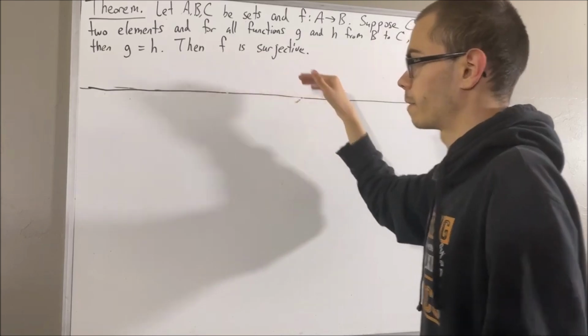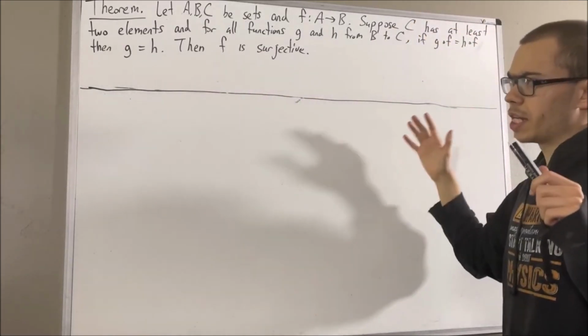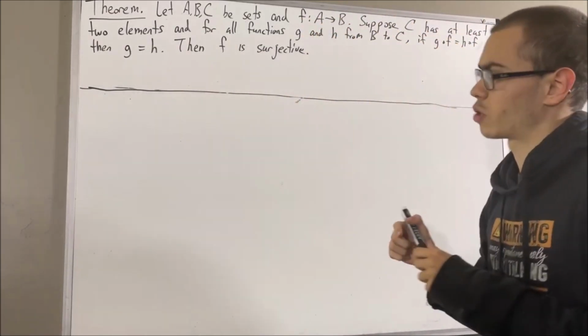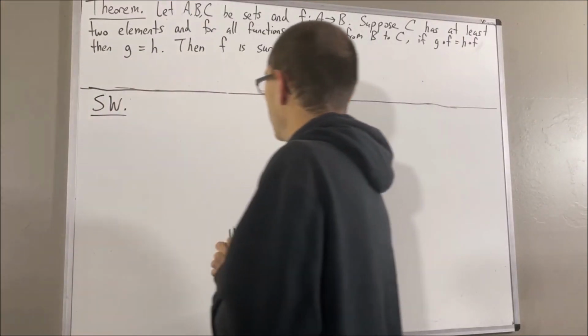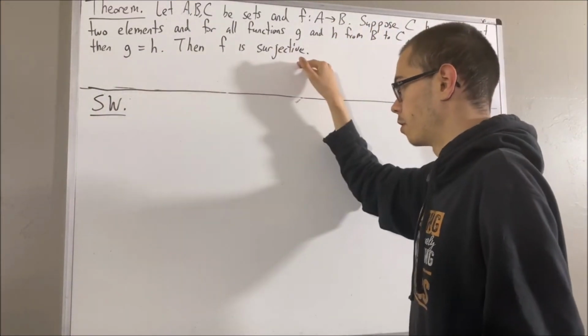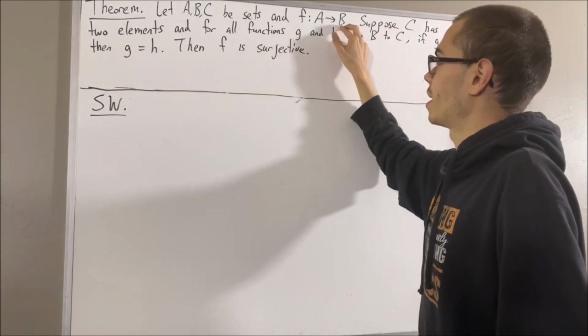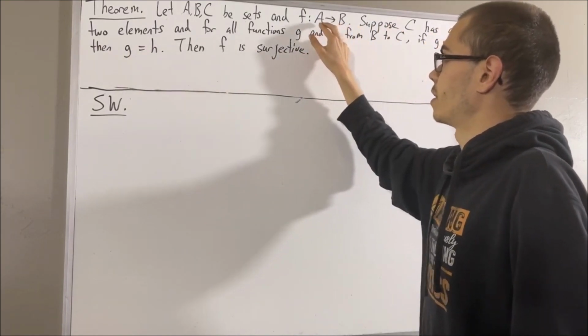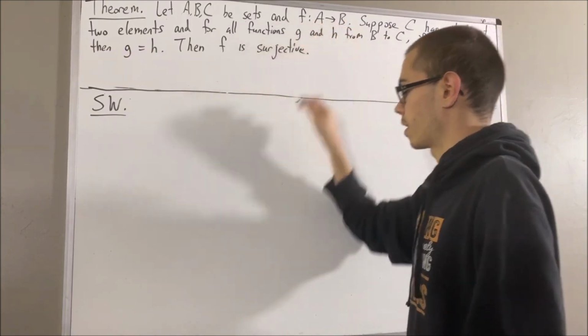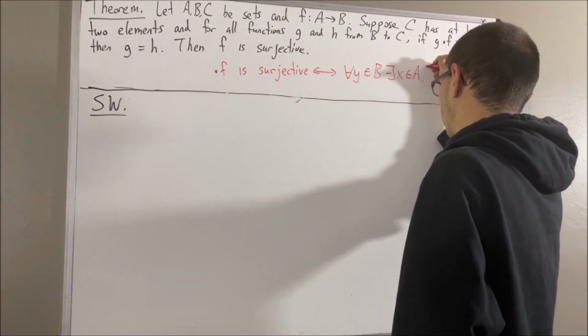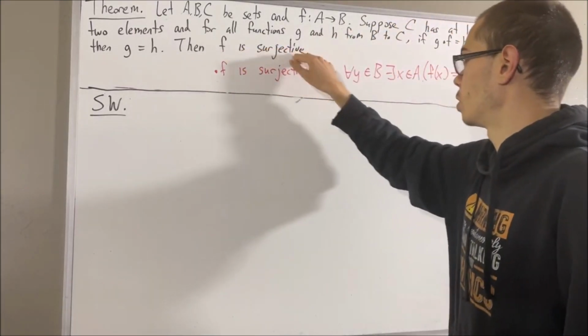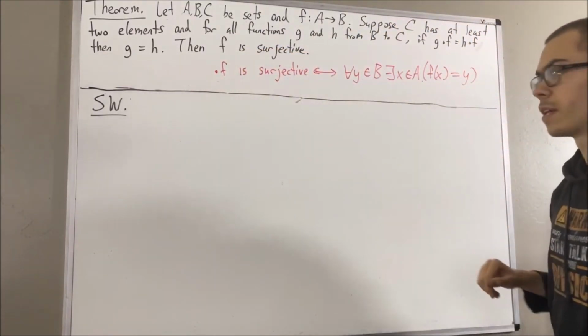Then f is surjective. Now, before we get into proving this theorem, let's do some scratch work. Notice, we're trying to prove that f is surjective. What does it mean for f to be surjective? It means that for all elements y in B, there exists an element x in A such that f of x is equal to y. So to show that f is surjective, we can try to prove this statement.